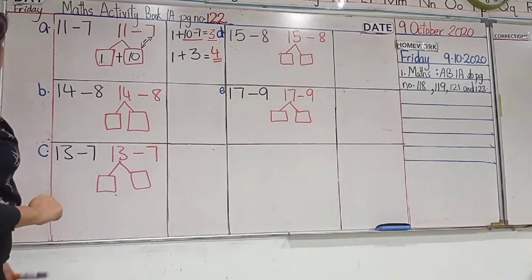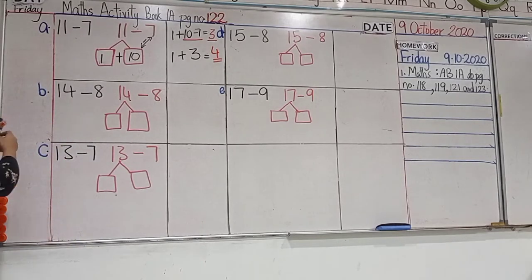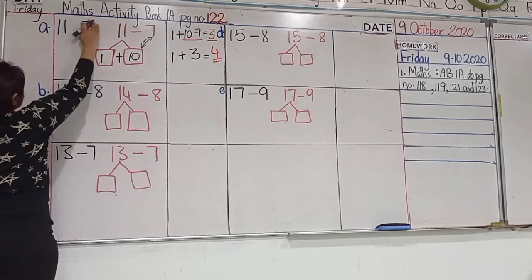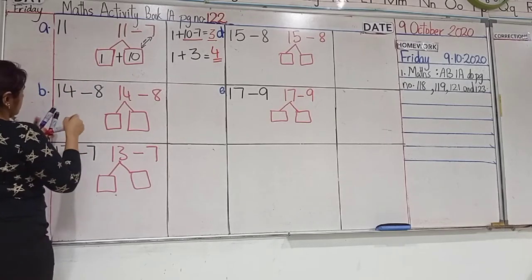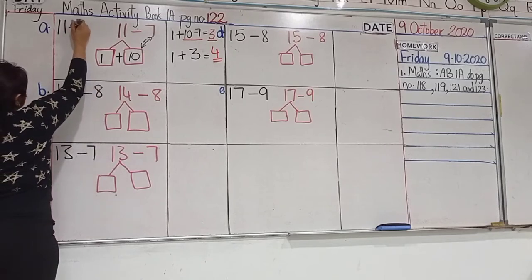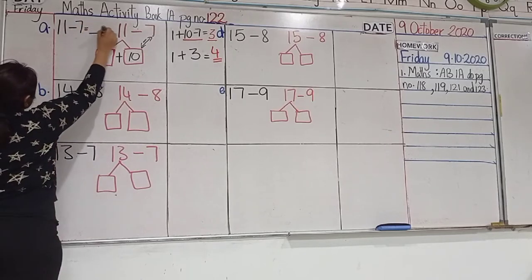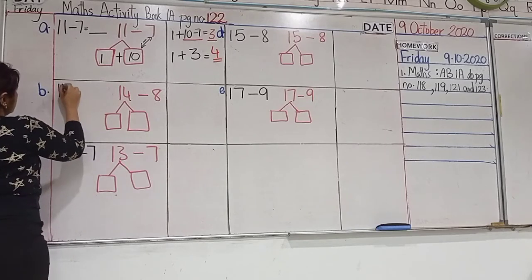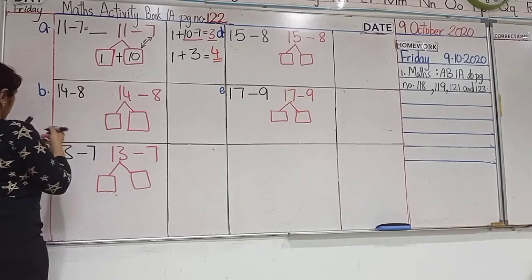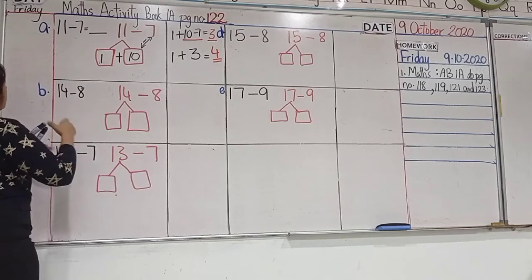Have we done the mental maths? No, we have not done the mental maths. If we do the mental maths, what answer do we get here? 11 minus 7 would be? What would be 11 minus 7? 4. Very good. 4.